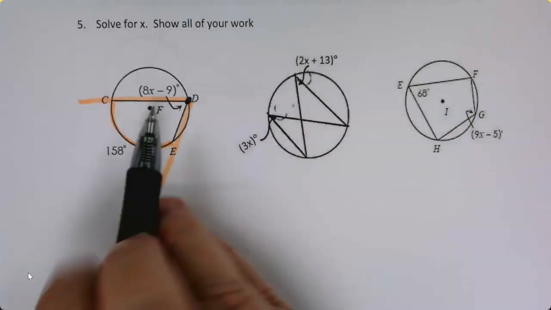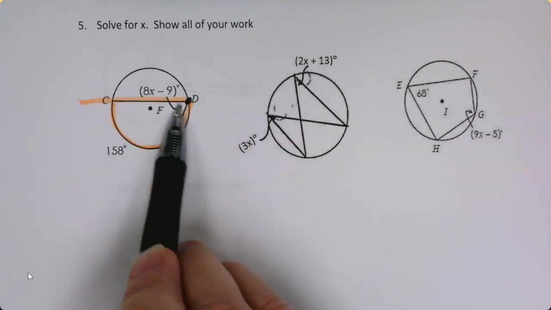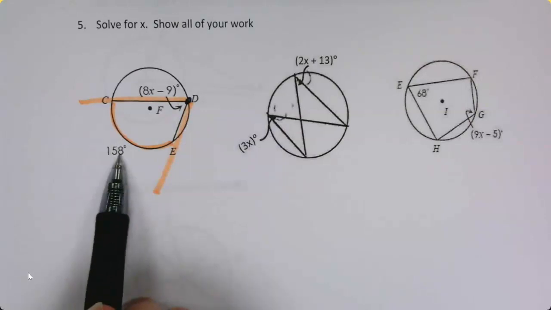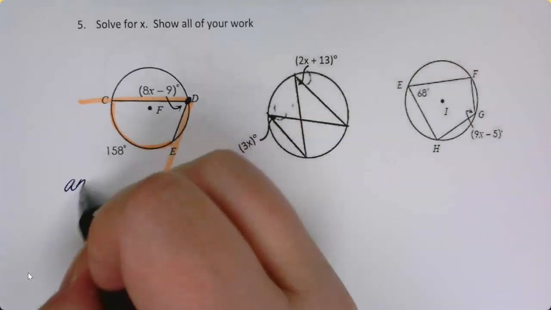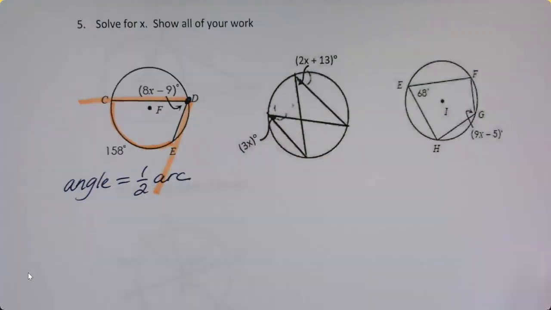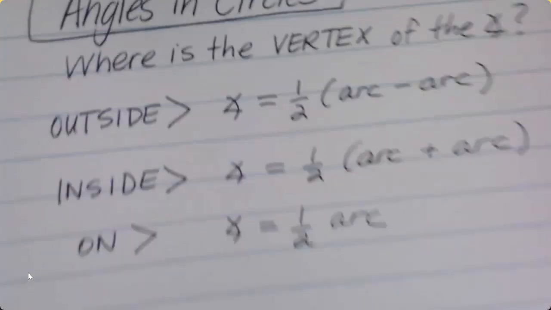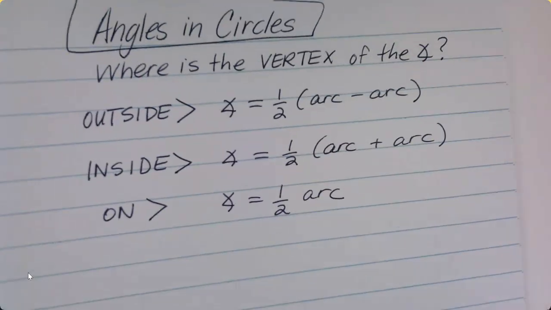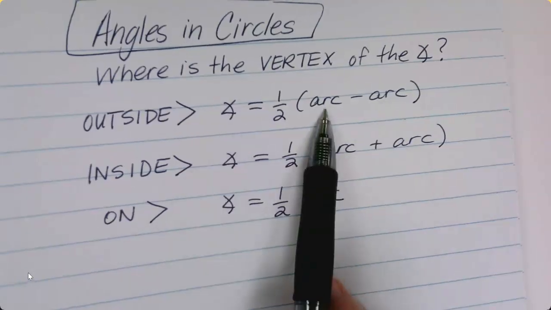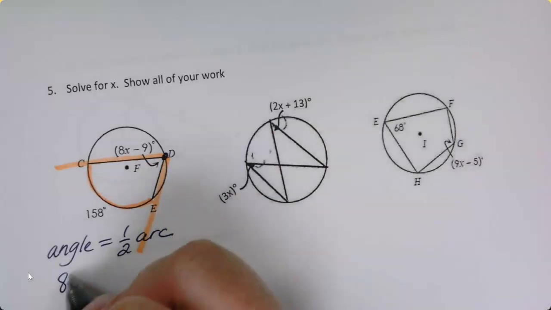So that means this measure, which they're telling me is the angle, 8x minus 9 represents the angle measure, has to be half the arc measure, which is represented by 158. So angle equals half arc. This is starting to get into where some of them, it helps to write it as an equation. And if you're going to write it as an equation, then it helps to take these and just literally fill in whatever it is you know. If you know the angle, if you know the arcs, whatever, fill it in. So angle is 8x minus 9.